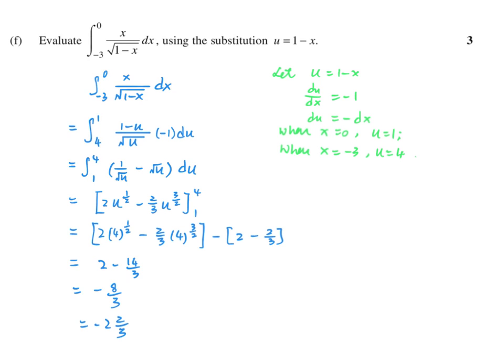And then this 1 minus u, the numerator part, we can separate it into 1 over root u minus u over root u. u over root u, you can simplify to become root u. And now the integration is simple and easy. For the upper limit, you substitute 4 into u. For the lower limit, you substitute 1 into u. Find the difference, and the answer is minus 2 and 2 over 3.